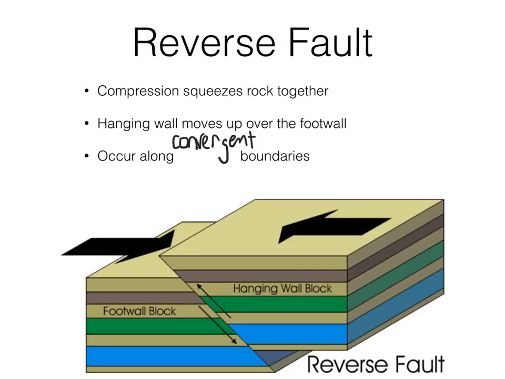All right, so a reverse fault is the opposite of a normal fault. In a normal fault, you had tension pulling rocks apart. In a reverse fault, the stress is called compression. Compression squeezes the rock together. When this happens, the hanging wall moves up over the footwall. You can see in this diagram, this footwall block is being pushed this way, the hanging wall is being pushed this way. That's compression, squeezing those rocks together. These occur along convergent boundaries, and you can just follow those arrows to know that when those two blocks are coming together, that is a convergent boundary.